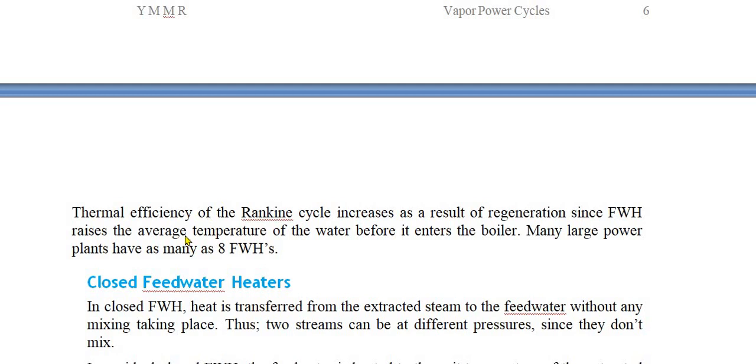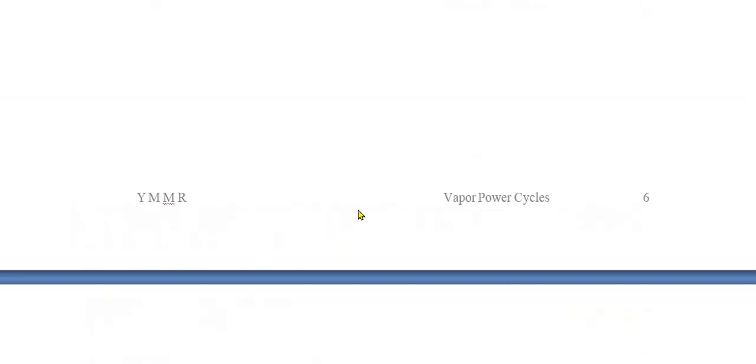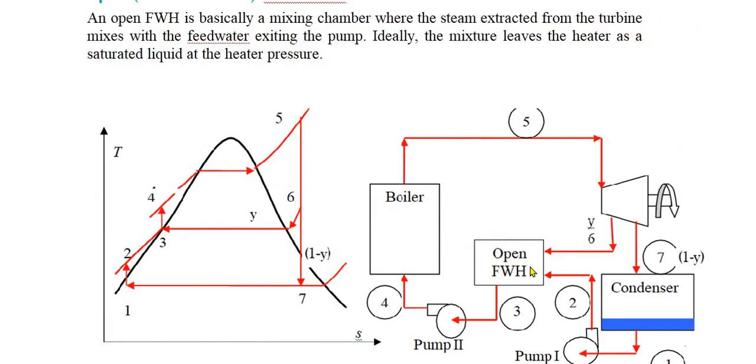Now, the thermal efficiency of the Rankine cycle increases as a result of regeneration, since the feed water heater raises the average temperature of the water before it enters the boiler. Many large power plants have as many as 8 feed water heaters. It's not compulsory that there should be one feed water heater. We can use n number of feed water heaters, depending upon your requirement.